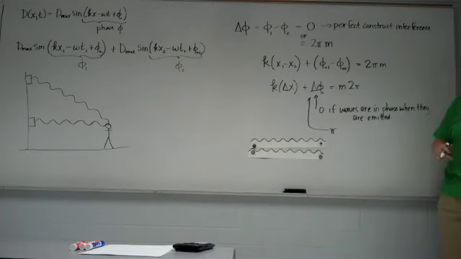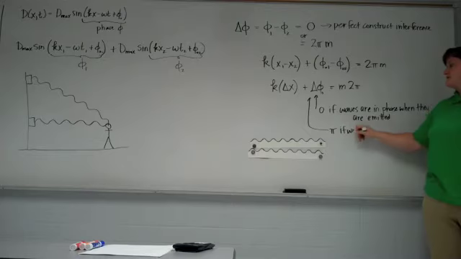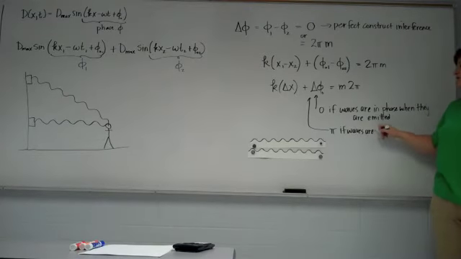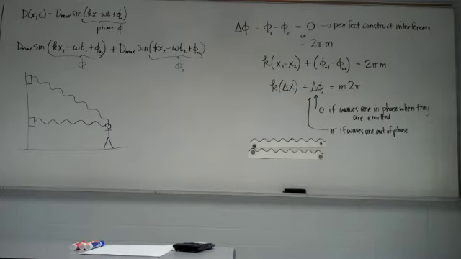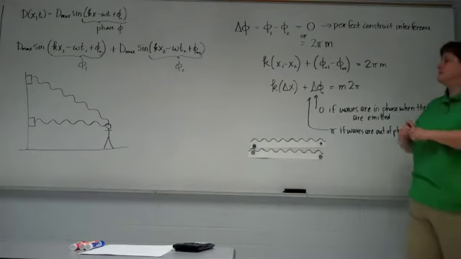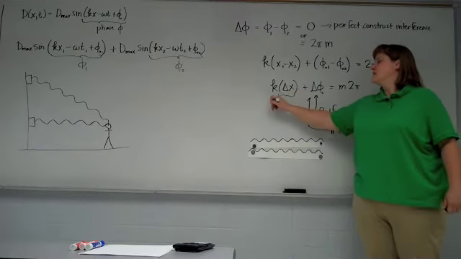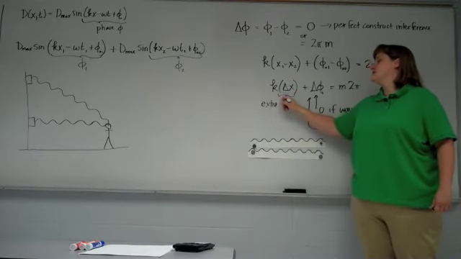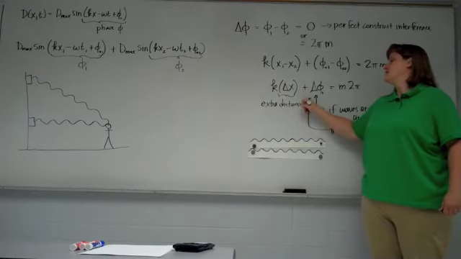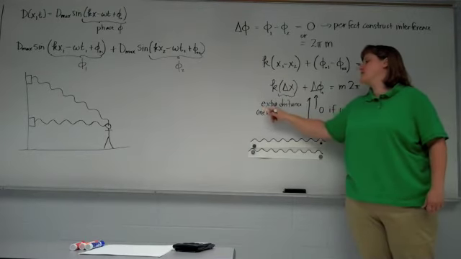Delta phi naught is pi if the waves are out of phase when they're emitted. So we would have to have the two speakers emitting exact mirror images of each other. The one wave would have to be going up while the other wave went down. So this equation, delta x, represents the extra distance one wave travels compared to the other.